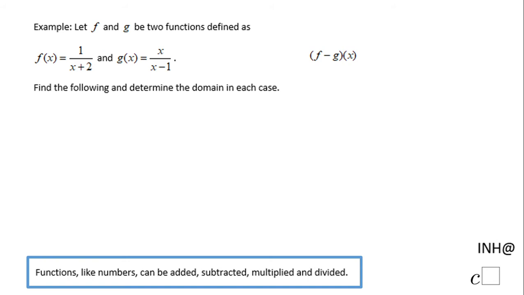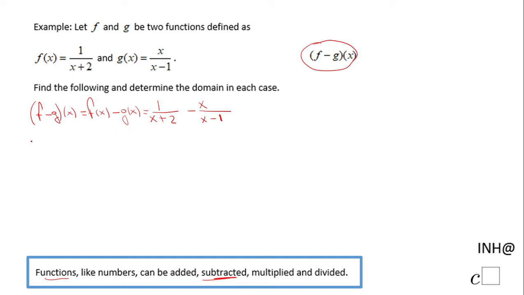In this example we will subtract two functions, and functions like numbers can be subtracted. So let's do it. We have f minus g of x is nothing else than f of x minus g of x. So in this case we're going to have 1 over x plus 2 minus x over x minus 1. So here we have to subtract two rational expressions.